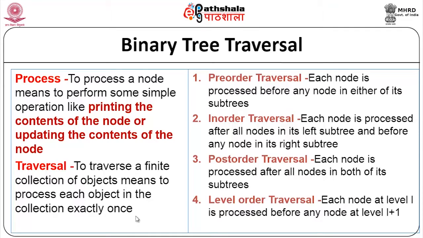You also have another traversal called level order traversal. Each node at level i is processed before the next level is taken up. So, it does not follow any of the left subtree issues.